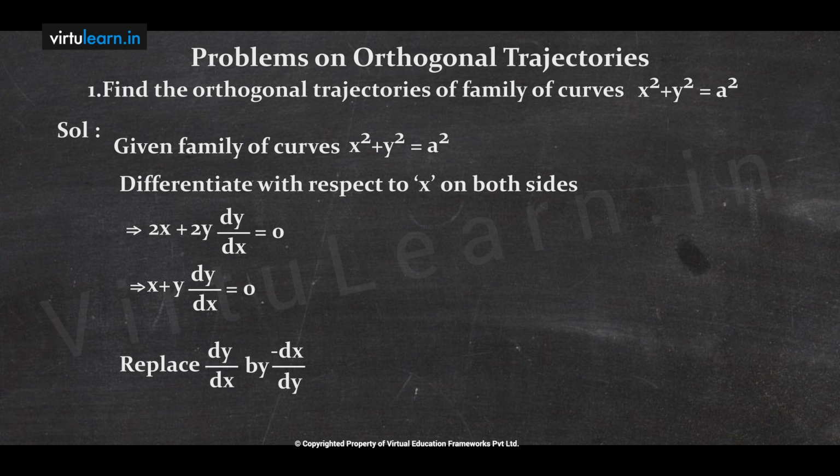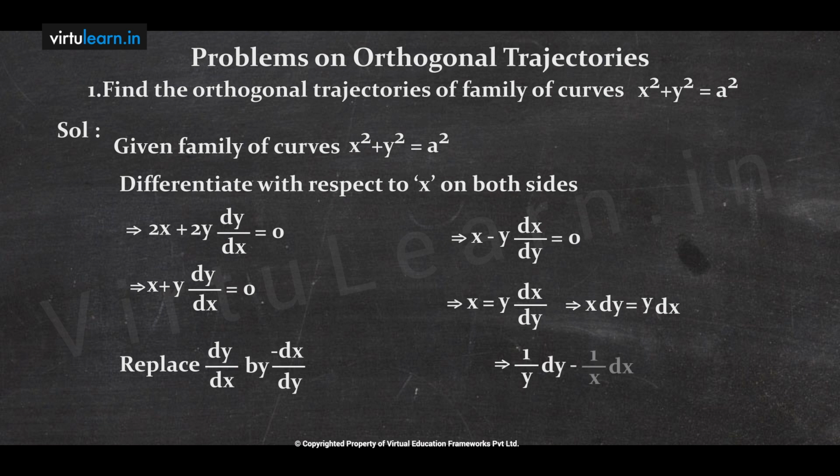Then I am substituting here x minus y into dx by dy equal to 0. Then x equals y dx by dy. Separate the variables, x dy equals y dx. Then again separate the variables, y terms on one side and x terms on one side. Then 1 by y dy minus 1 by x dx equals 0.